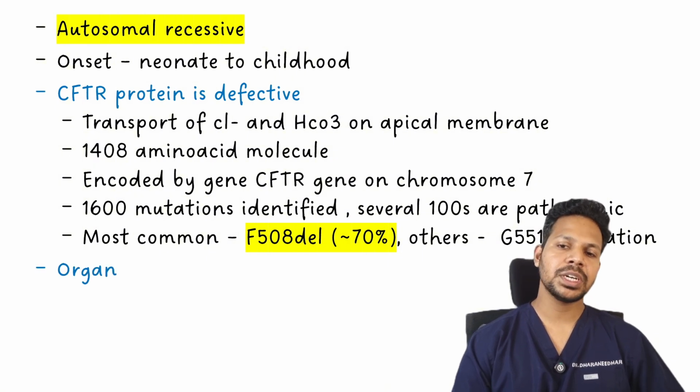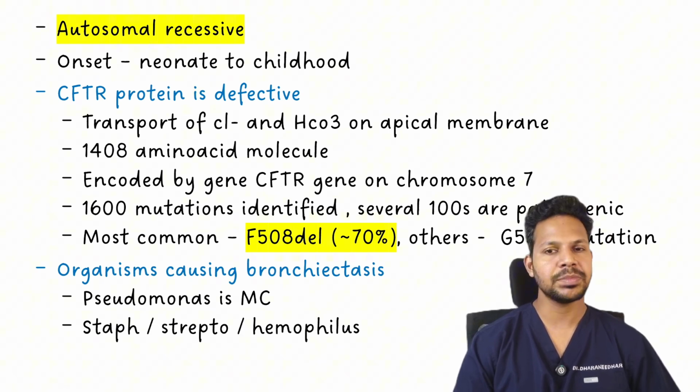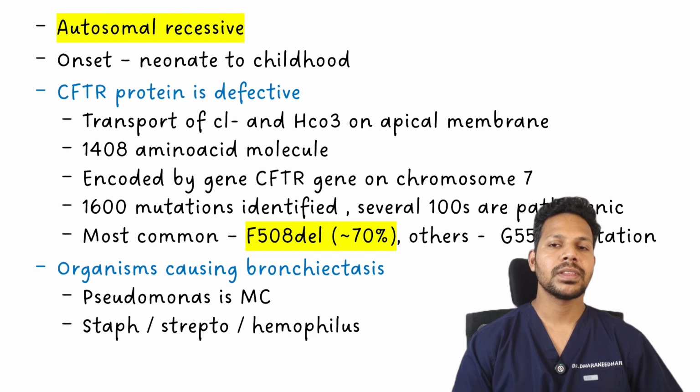What are the organisms causing bronchiectasis here? Again, Pseudomonas is most common. Of course, you can also see Staph, Strepto, Haemophilus and Moraxella. All the organisms can also be seen commonly.